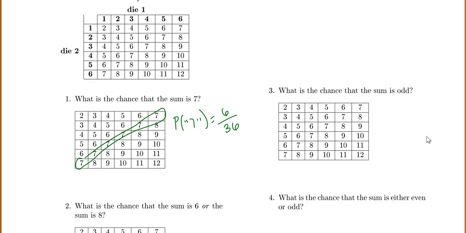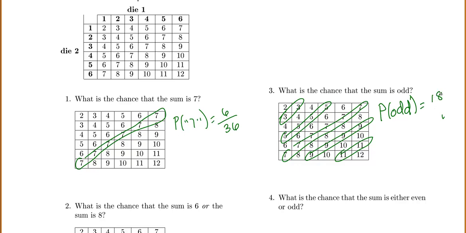Let's come over to number 3. What is the chance that the sum is odd? So that would be the 3s, 5s, 7s, 9s, and 11s. Now I need to count up how many that is. So if I count it up, there are 18 of them. So the probability of it being odd is that there are 18 out of 36. Or if you want, you could simplify that to 1/2 or 0.5.